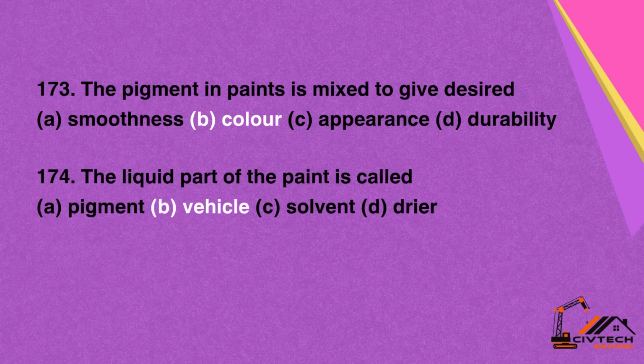173. The pigment in paints is mixed to give desired A. Smoothness, B. Color, C. Appearance, D. Durability. Correct option, B. Color. 174. The liquid part of the paint is called A. Pigment, B. Vehicle, C. Solvent, D. Dryer. Correct option, B. Vehicle.